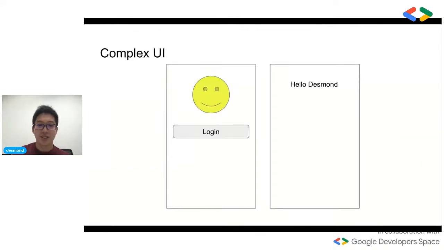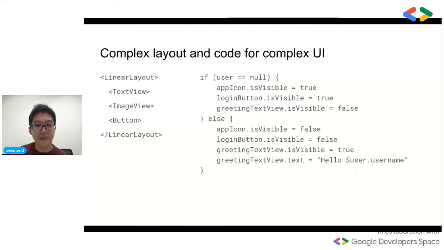Here we have this very complex and beautifully designed layout of a screen in our app. I recruited the best designer that I could find to provide me with this mock. In case it's too sophisticated, this is actually the profile screen. On the left is the logout state, where we display the app icon and the login button. And on the right, when we are logged in, it hides the login button and displays a greeting message for our user.